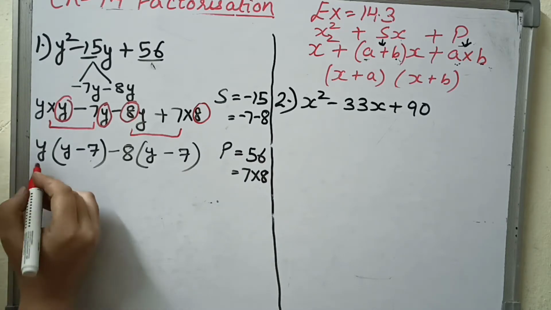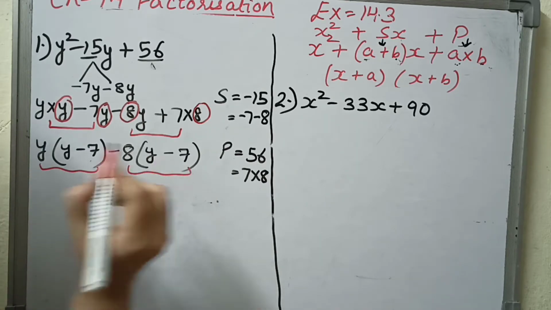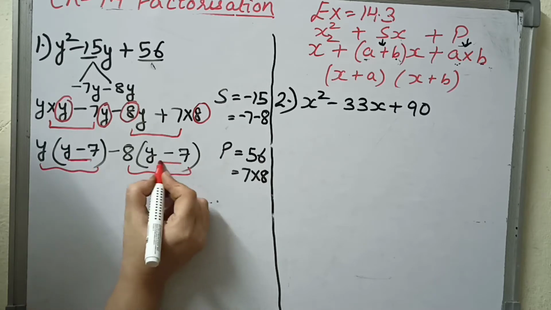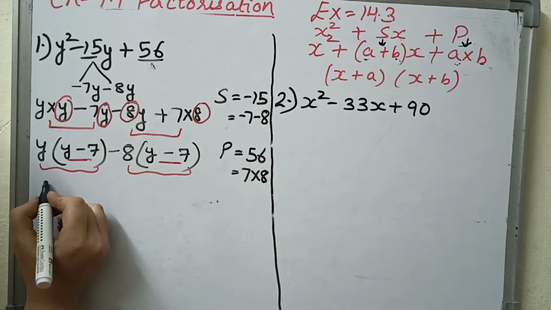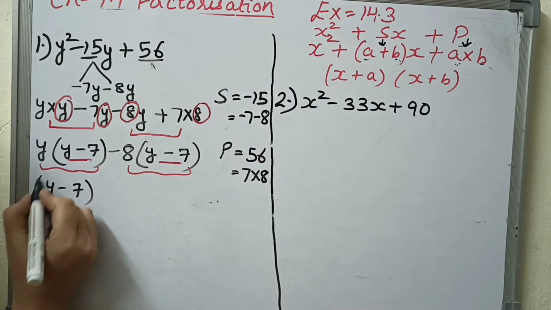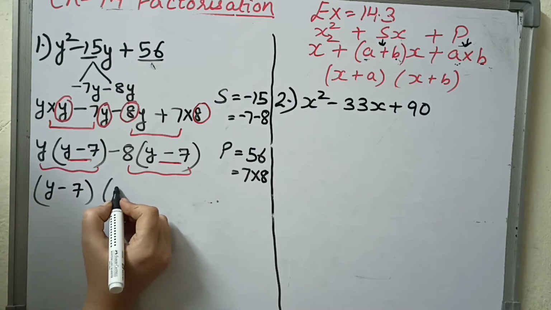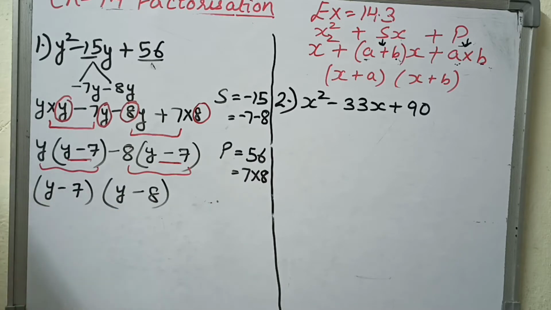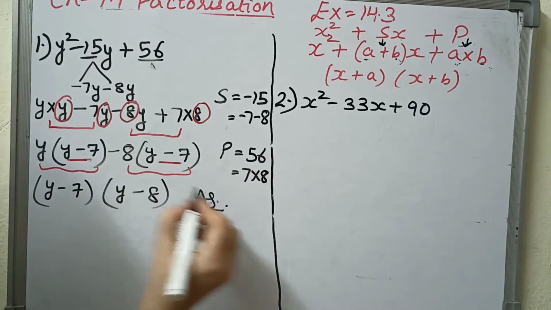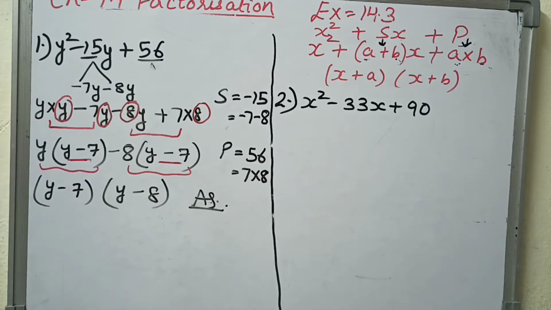Again consider the first term and second term. Here y minus 7, y minus 7. In both brackets the terms are the same. So I take y minus 7 common, and the terms left are y in the first term and minus 8 in the second term. So this is the factor form of the first expression.